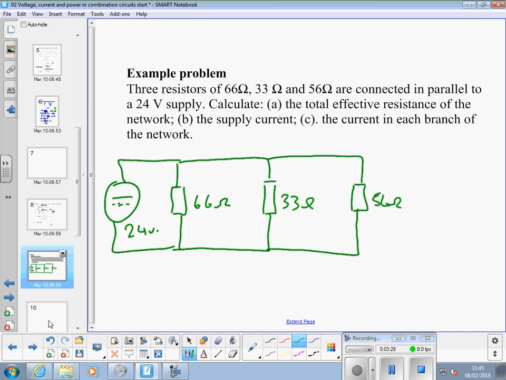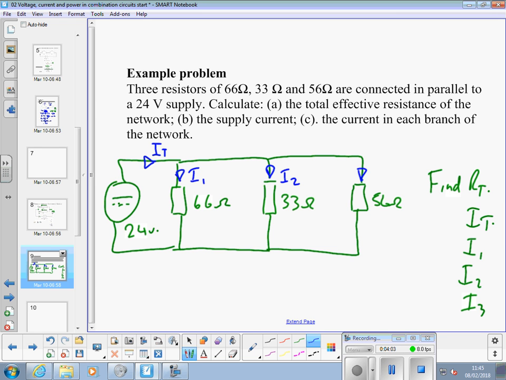So we've got to find RT. The supply current, IT, and the current in each branch. So we've got to find I1, I2, and I3. We better label them up. So here's IT, there's I1, I2, and I3.